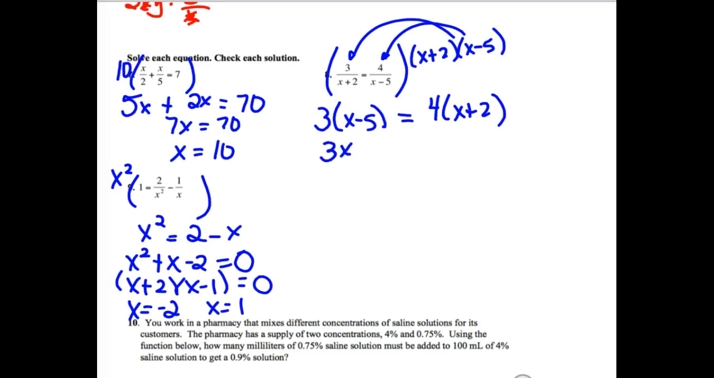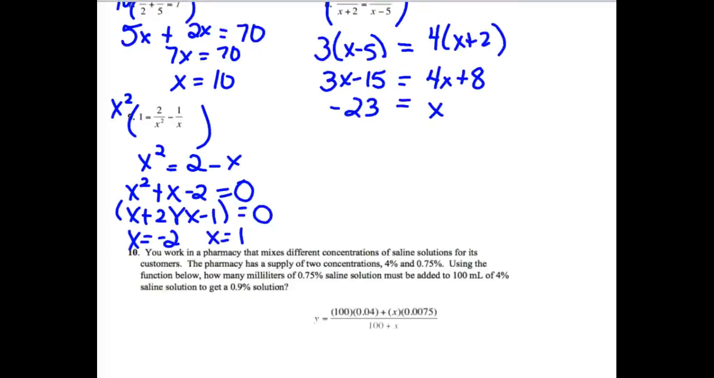Distributing. We have 3x minus 15 equaling 4x plus 8. If we subtract 3x to the right-hand side, we have 1 left. If we subtract an 8 over to the left side, we get negative 23. No issues with it getting us a 0 in the denominator? What would be the two solutions we couldn't use in this one? Negative 2 or 5? But we didn't get those, right?